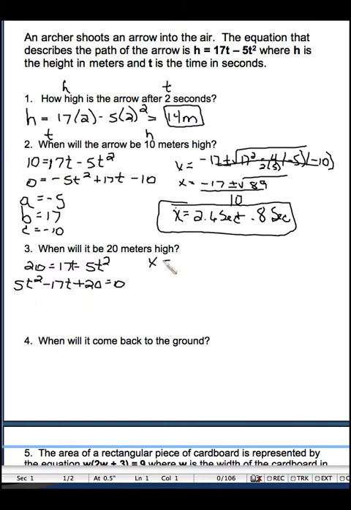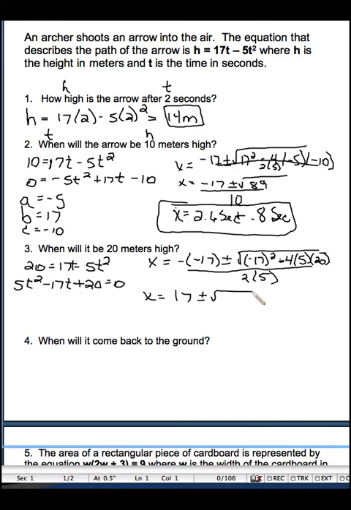So x equals negative negative 17 plus or minus the square root of negative 17 squared minus 4 times 5 times 20, all of that over 2 times 5. Okay, so x equals 17 plus or minus the square root of negative 111, all of that over 10.